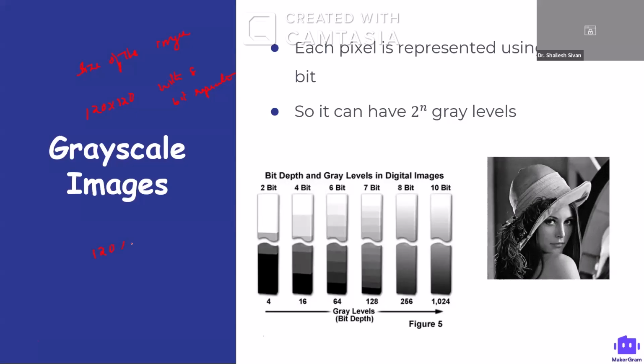120 cross 120 is 14,400. Then we just divide it by 8, that is 1,800.